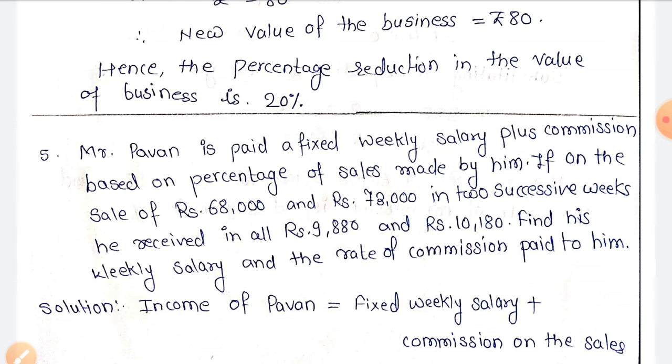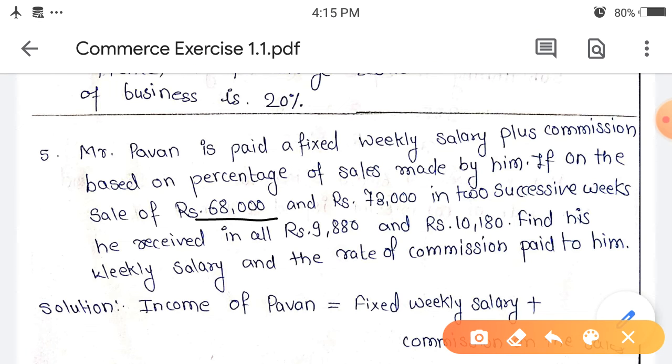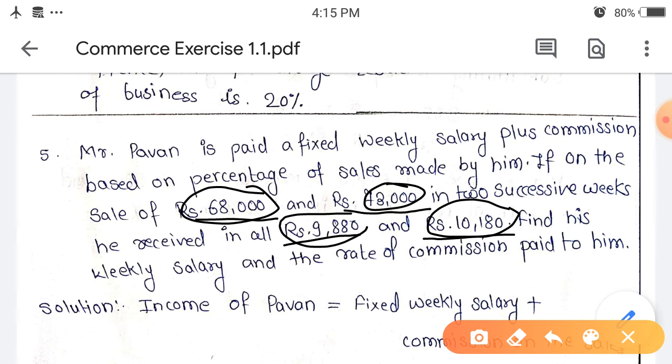If on the sales of 68,000 and 73,000 in 2 successive weeks he received in all 9,880 and 10,180. If he sells 68,000, Pawan will get this much amount. If he sells 73,000, he will get 10,180. That means total fixed amount and commission, this much value he will get for this one, and for this one this much value will he get.